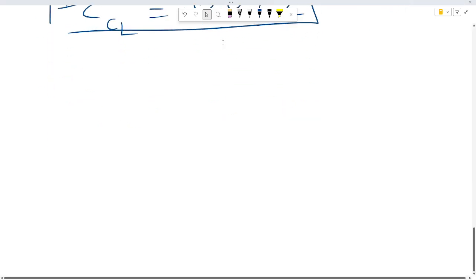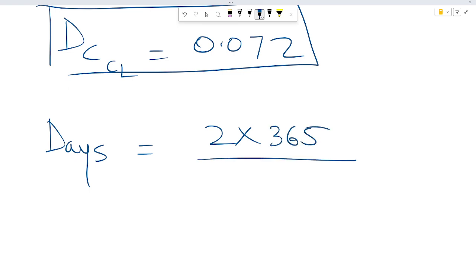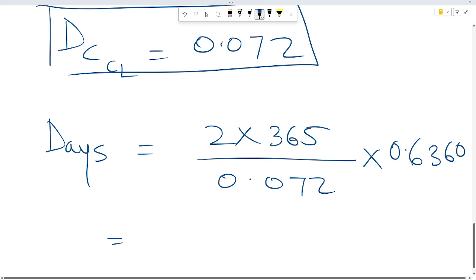So now to calculate the remaining service days if the train is diverted, it now becomes 2 times 365 days over 0.072, multiplied by 0.6360, which gives us 6452 days.